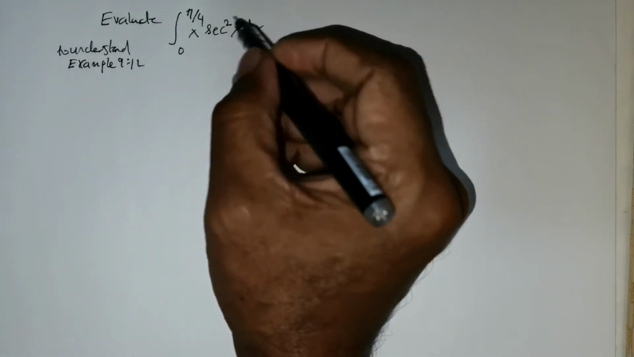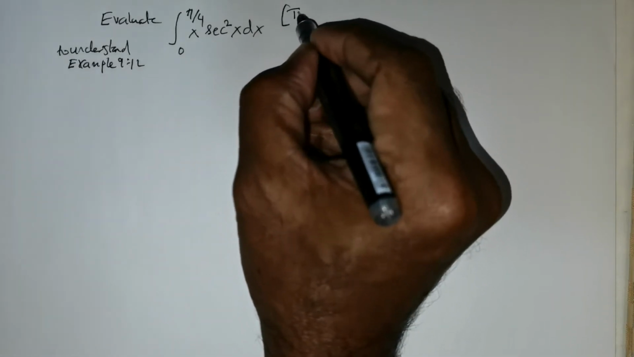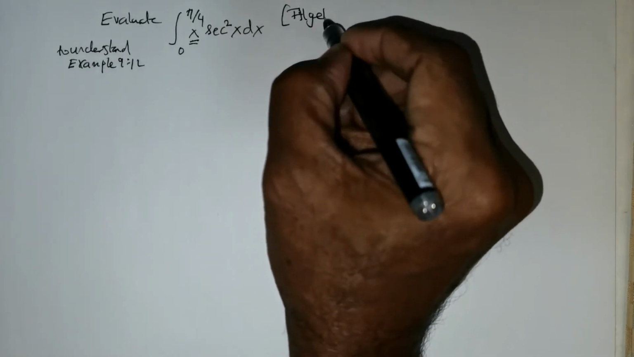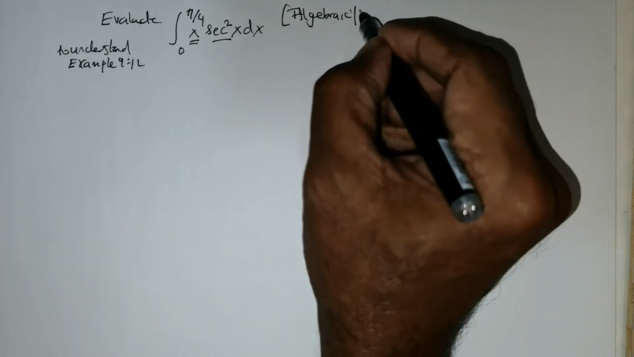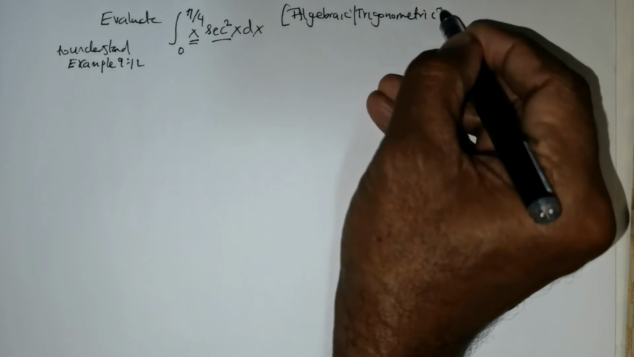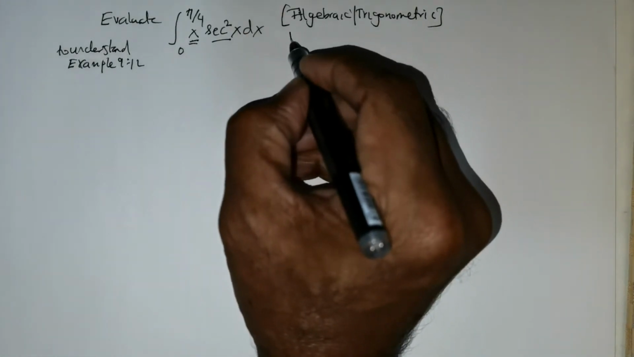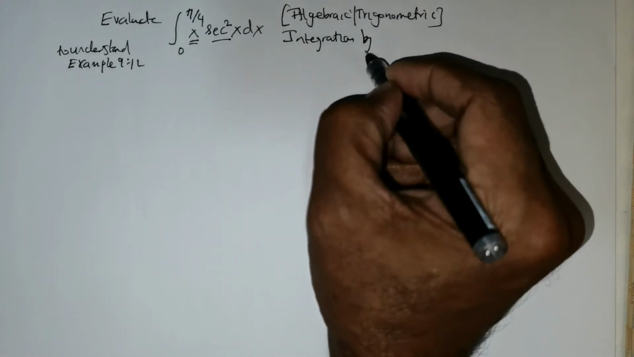Now, if you look at this, it has two functions. One is algebraic, x is algebraic, and this one is trigonometric. So there are two functions there. Whenever you have two functions, we use what is called integration by parts.